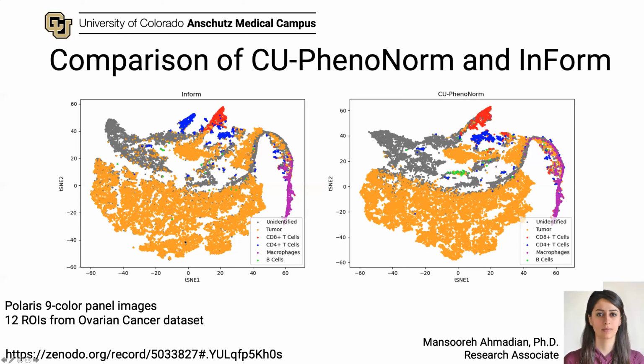But again, if Inform was trained with a perfect data set, it would likely perform the same. It's just difficult to get that exactly perfect.